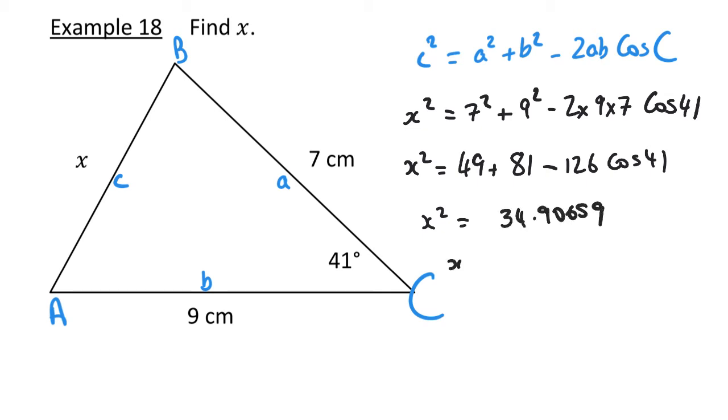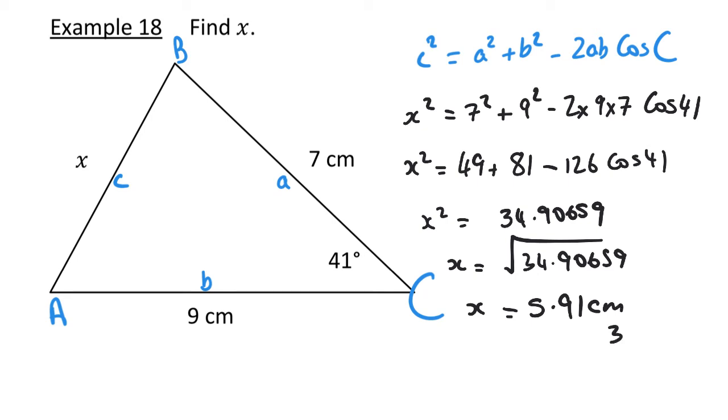So if we just put it into the calculator like that, we get that x squared equals 34.90659. So x then is going to be the square root of 34.90659. So x is 5.91 centimeters to 3 significant figures.